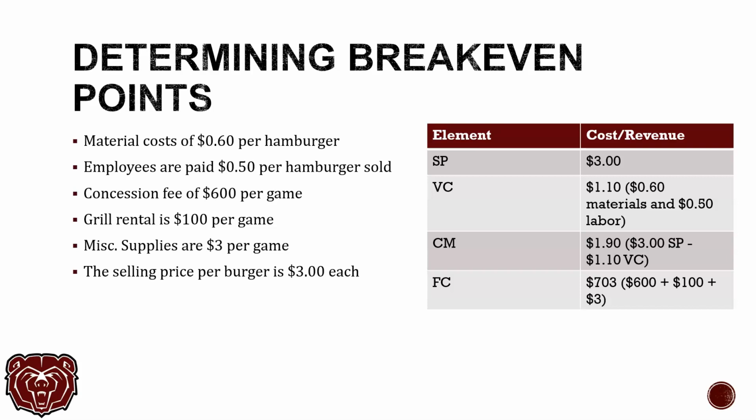And then we sell each hamburger for $3 a piece. So we can see that our selling price is $3. Our variable costs are $1.10. That's 60 cents in materials and 50 cents in labor. That makes our contribution margin $1.90. So we take our $3 selling price and reduce that by our $1.10 variable cost. That gives us a contribution margin of $1.90. And then we have fixed costs of $703. That's the $600 concession fee, the $100 grill rental, and the $3 for miscellaneous supplies, the ketchup, mustard packets, plates, napkins, that kind of thing.